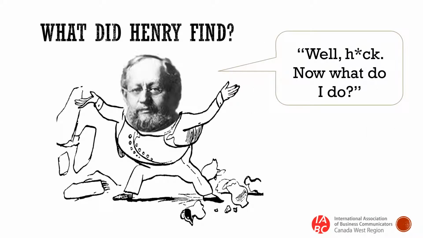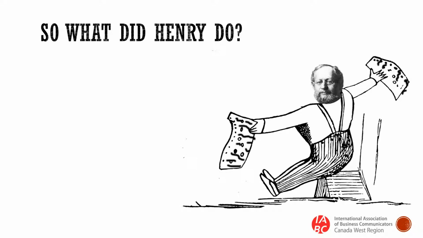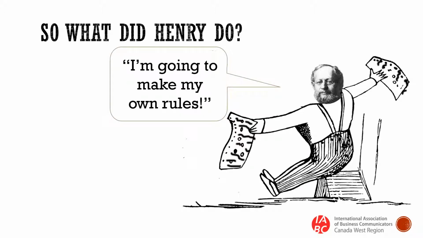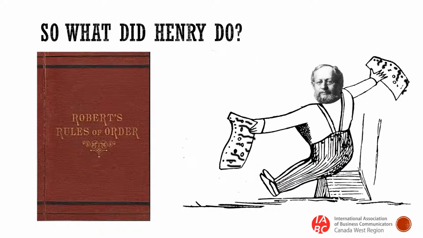So what did our friend Henry Robert find? Well, he found out there wasn't a universally accepted way to run a meeting. So what does one do in the absence of a standard set of meeting rules? Henry did what any other innovator would do. He created his own set of rules. The result? Robert's Rules of Order, first published in 1876 and widely adopted in Canada and the US.